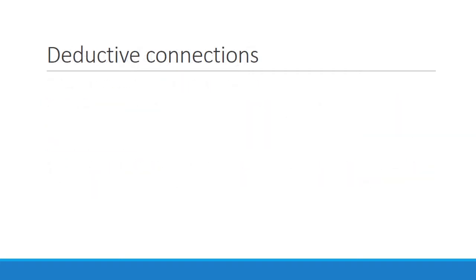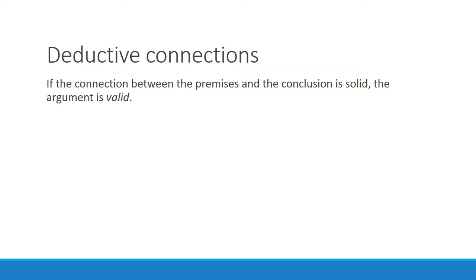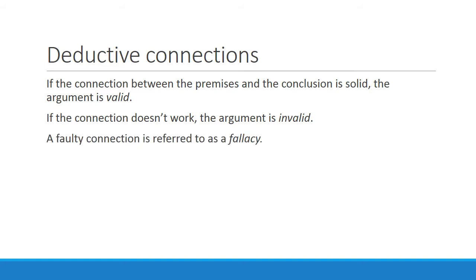Now we know there's 2 different kinds of connections, deductive ones and inductive ones. And deductive connections are really special because they absolutely guarantee that if the premises are true, the conclusion is absolutely true. This kind of connection, a good connection between premises and conclusions in a deductive argument, is called valid. If it doesn't work, if the connection between the premises and the conclusions looks like a good deductive argument, but there's a problem, the argument is called invalid. And we call that faulty connection between premises and conclusions a fallacy.